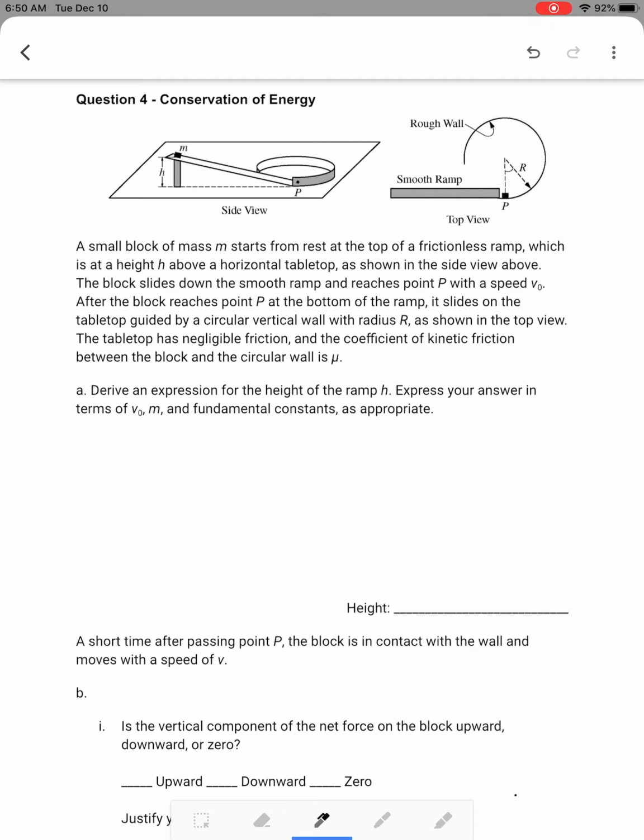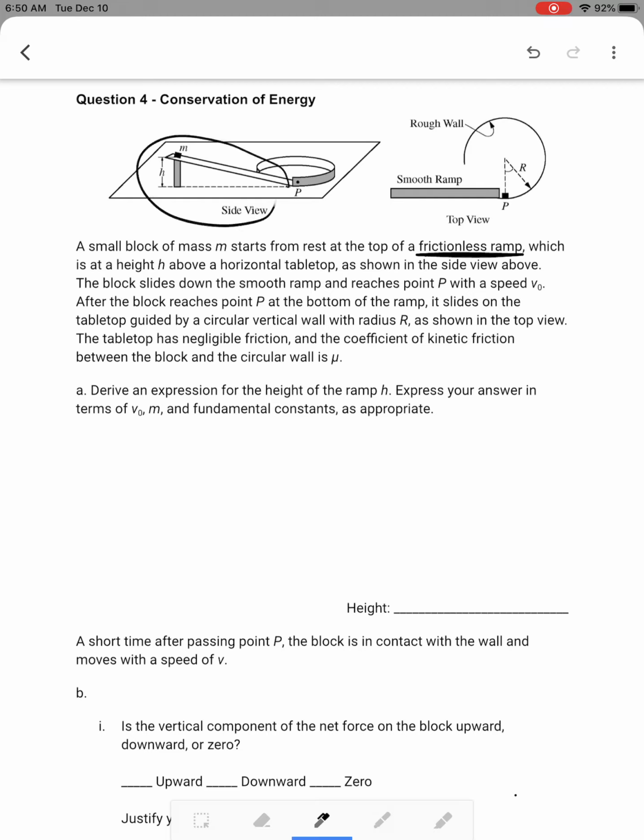Part A, we've got: derive an expression for the height of the ramp h. Express your answer in terms of v initial, m, and fundamental constants. Since we have energy, that is the easiest way to do this problem. In the context of the problem, it says that the ramp is frictionless. That's important because it means that we're not going to lose any energy to thermal or any dissipative forces.